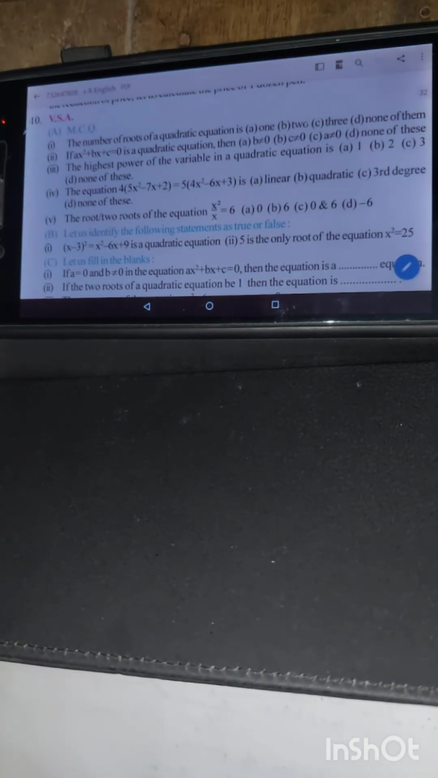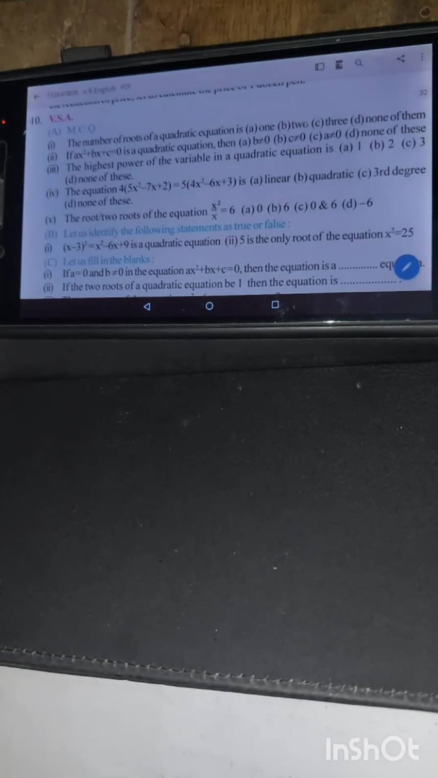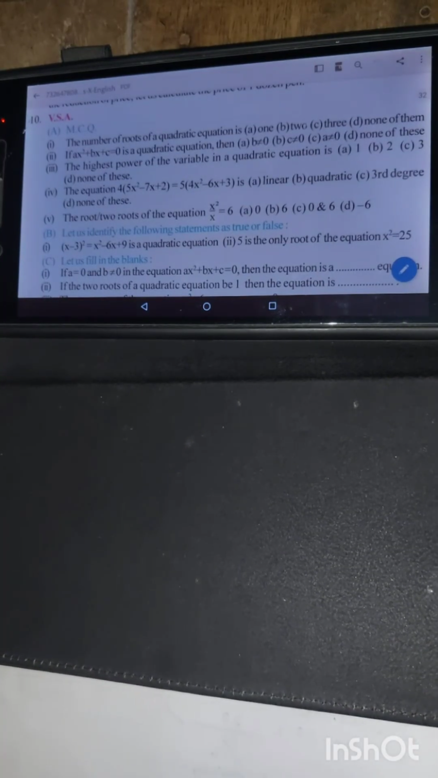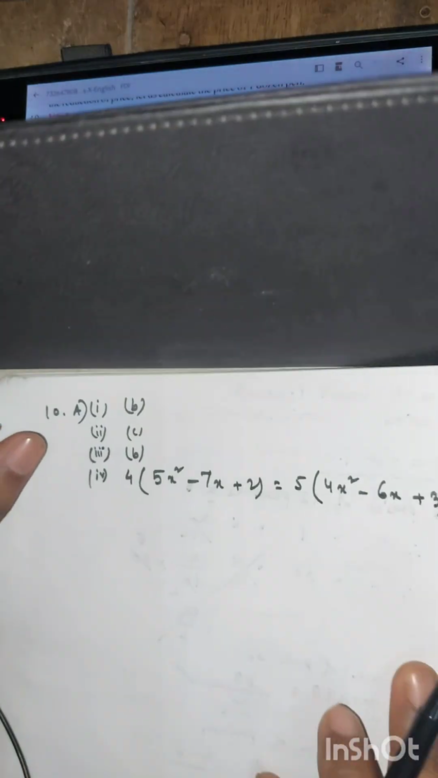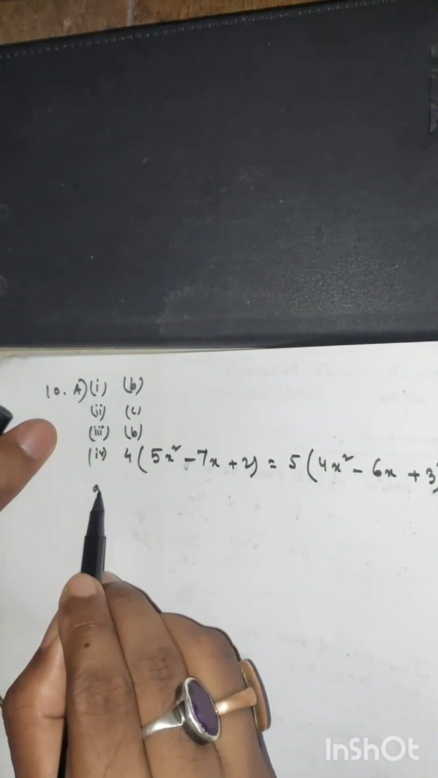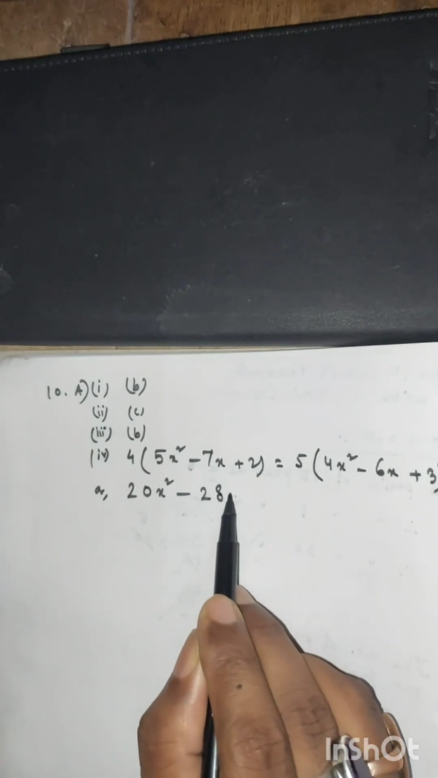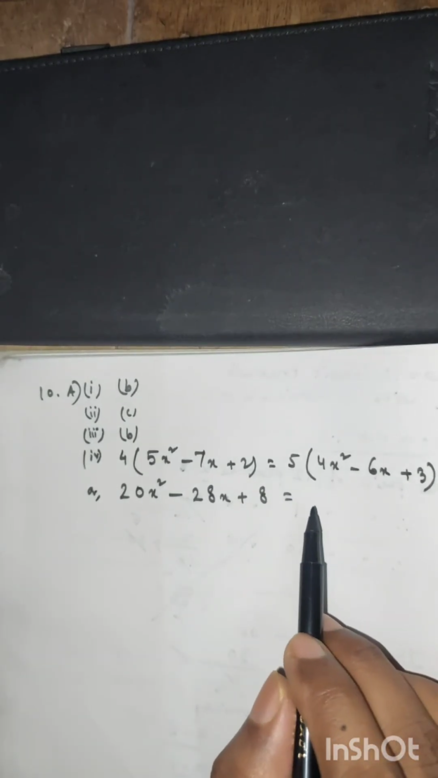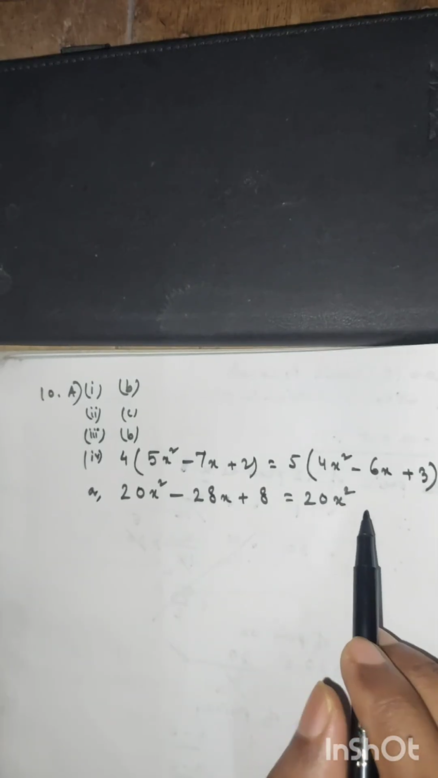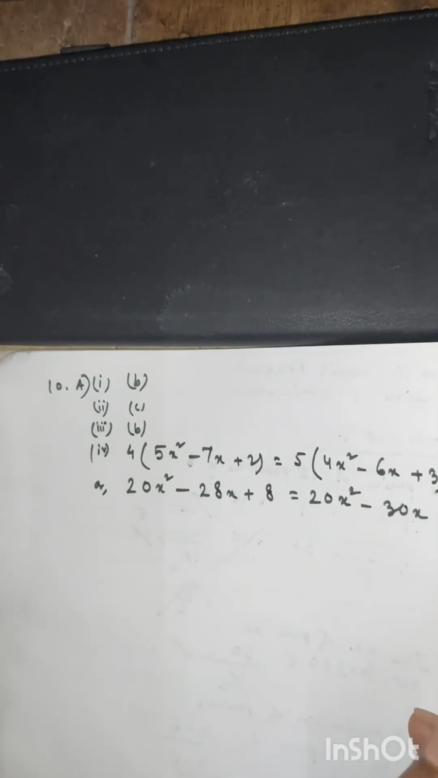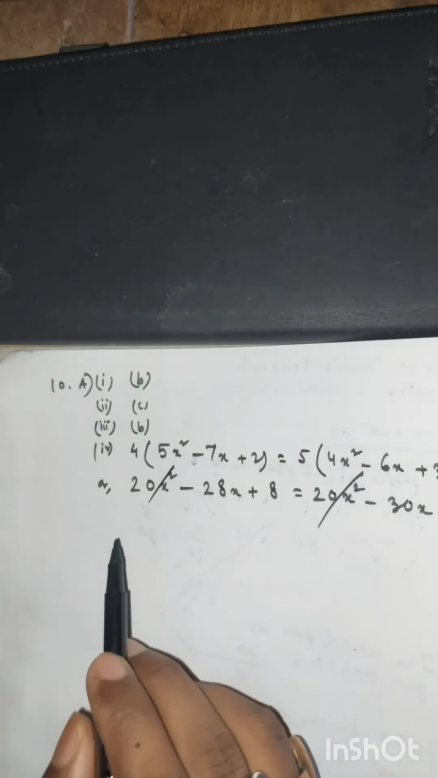Question number 4, the equation 4 into 5x square minus 7x plus 2 equal to 5 into 4x square minus 6x plus 3 is linear, quadratic, third degree or none of this. So we can cancel 20x square from both these sides.